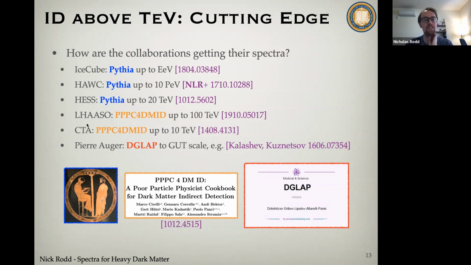Actually, for experiments that don't exist yet, the collaborations of CTA and LHAASO, they haven't even been using Pythia. They've been using this long acronym, PPPC4DMID, where these authors took Pythia before it had any electroweak corrections in there. They tabulated the Pythia results and manually added in some electroweak corrections. But they only tabulated results up to 100 TeV. So currently these two experiments, even though they could see much higher energies, don't even look at dark matter masses above those scales because essentially the PPPC tables stop there. So this is maybe not the best reason to not look for higher mass dark matter.